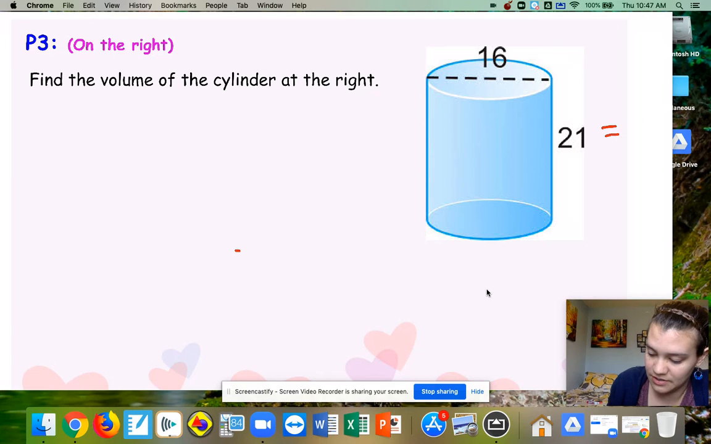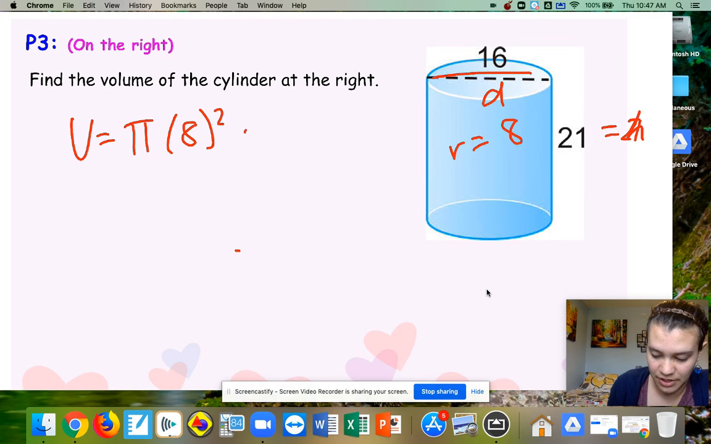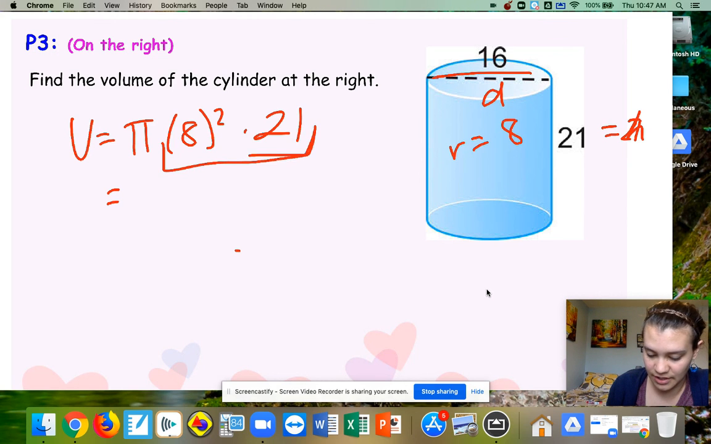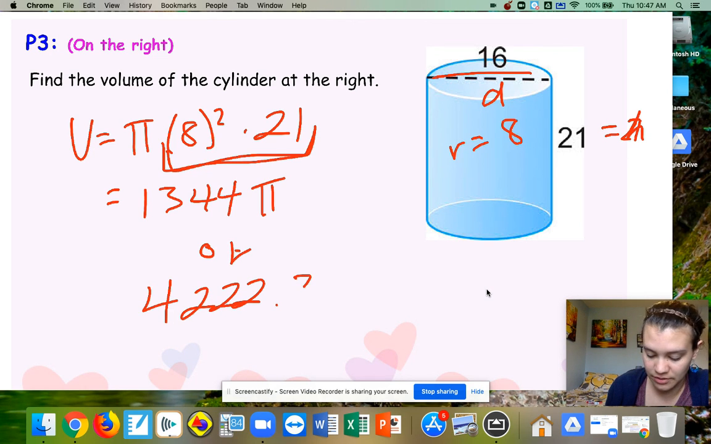Here our height is 21. And then this is the diameter, so your radius is going to be half of that, or 8. So your volume is pi times 8 squared times your height of 21. Again, if you type just this chunk in, you'd get 1344 pi. And there's no units on this, so I'm not going to put units on here. Or you can type it into a calculator and get 4,222.301.